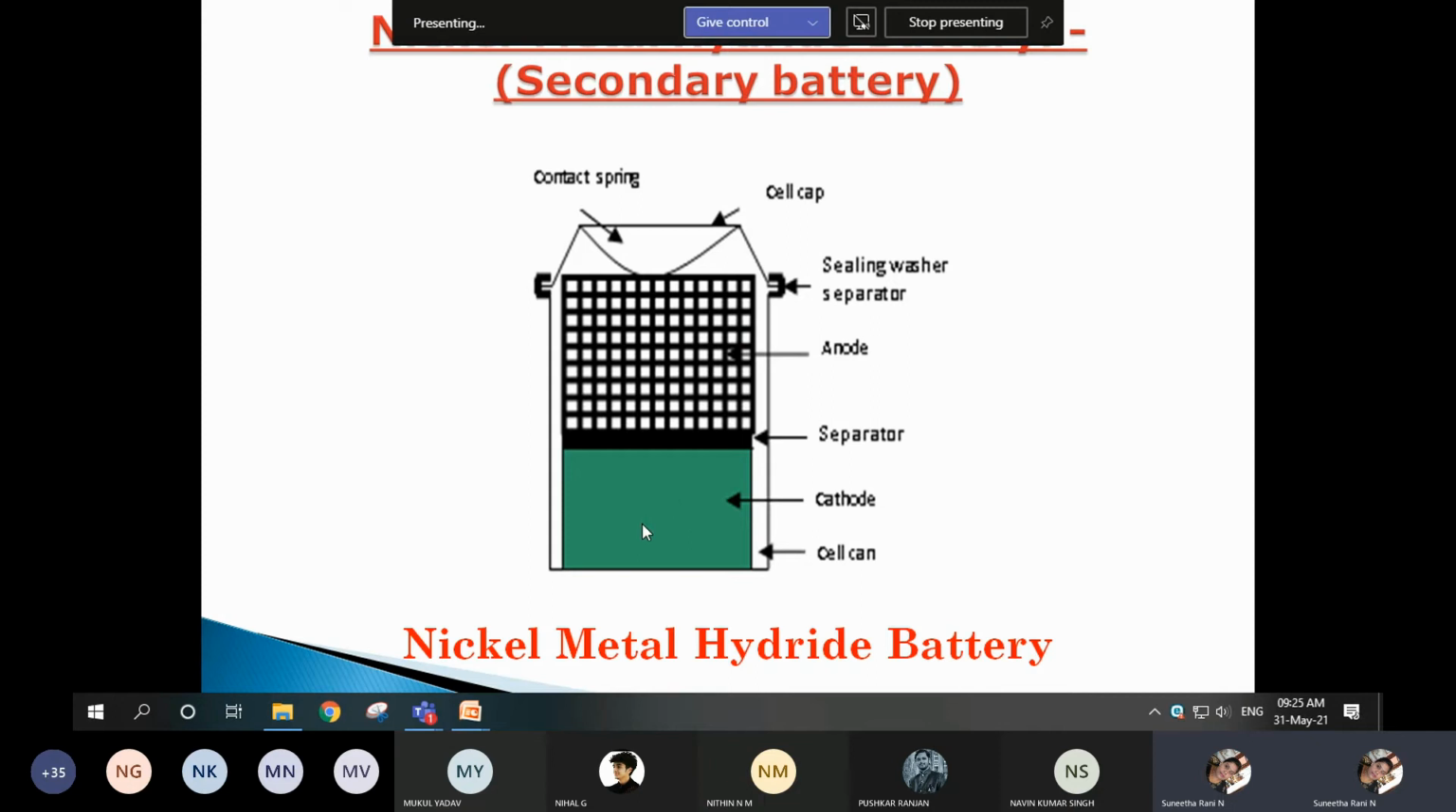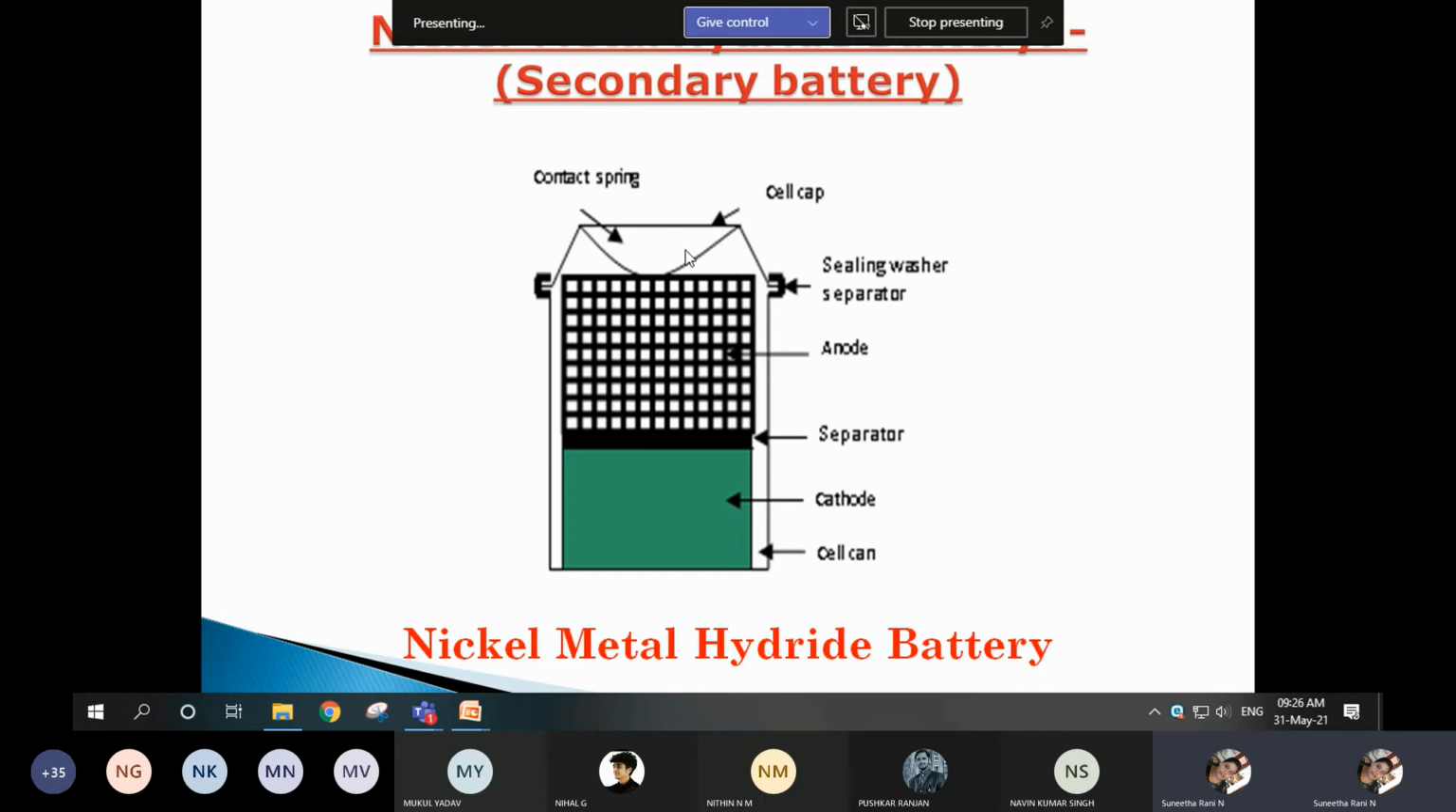So the cathode is placed at the bottom and the anode is placed above the separator. In between, a separator membrane is placed to separate the anode and cathode compartments. Both the anode and cathode are kept in a container, which we call the cell can. This cell can is sealed by a sealing washer. It can be opened whenever it is required to fill again.